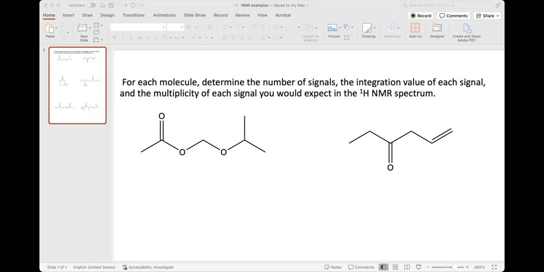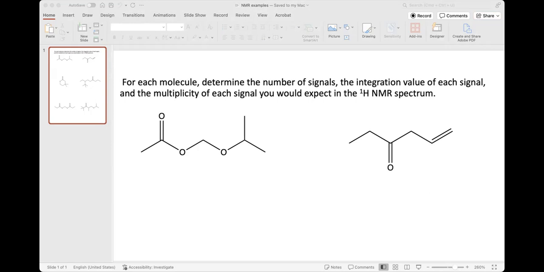All right, so we want to make a prediction about these four things for the molecules in this example that I have. So are you guys seeing the PowerPoint? I've got a molecule with an ester and an ether in it on the top left. Are you guys seeing that? Okay, thank you. All right.